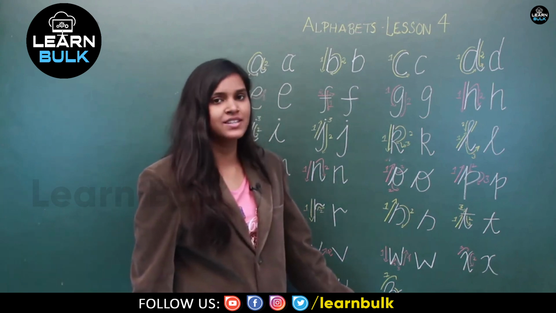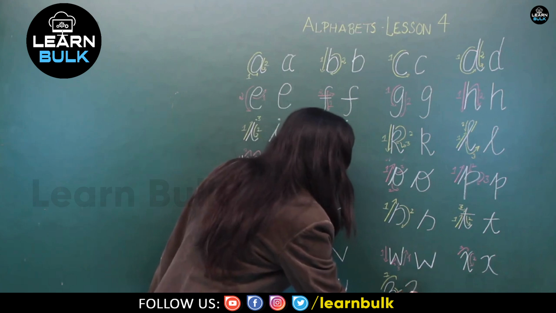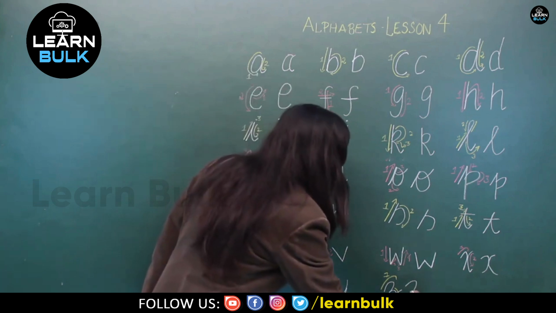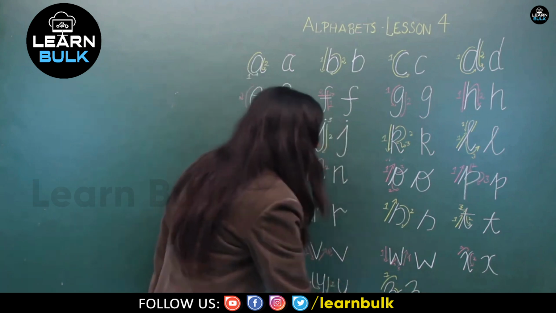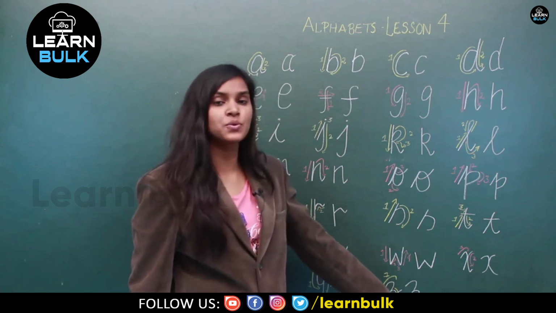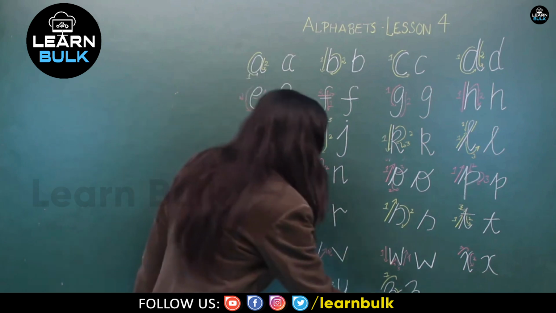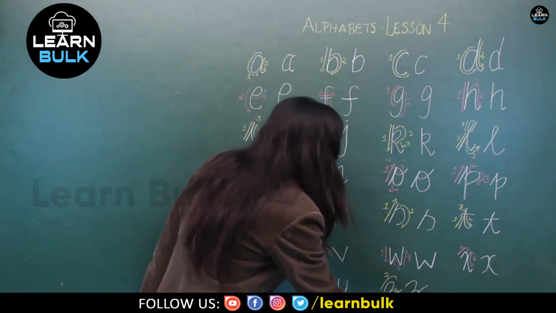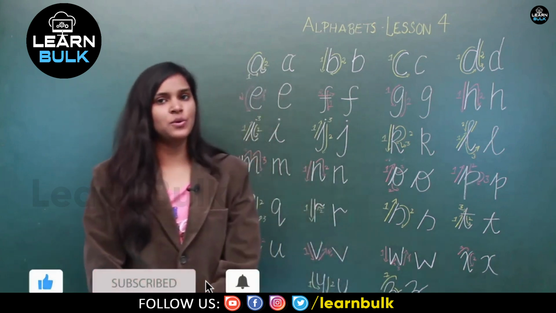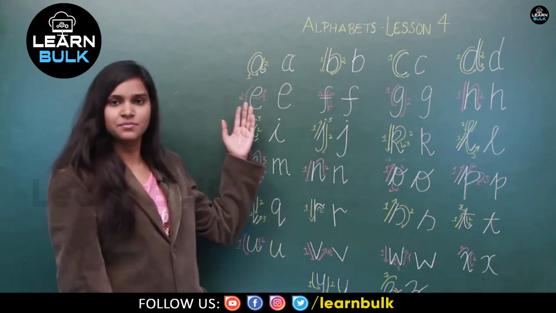Let's learn how to write Z. A curve like this, another curve like this. It looks something similar to a 3. So another curve like this, and complete the curve. So today we learned how to write the alphabets, and I'll give you a simple tip.